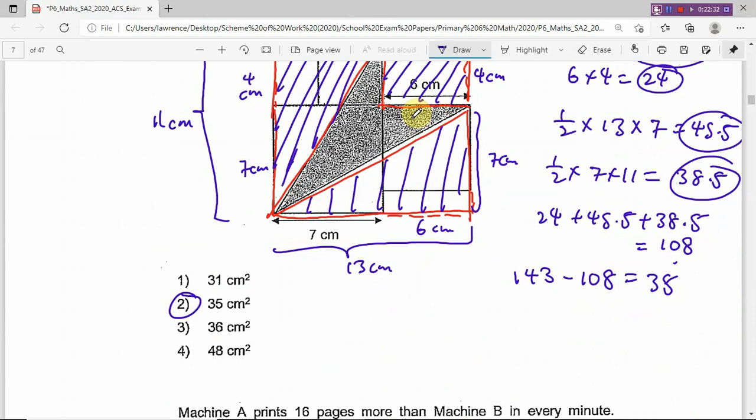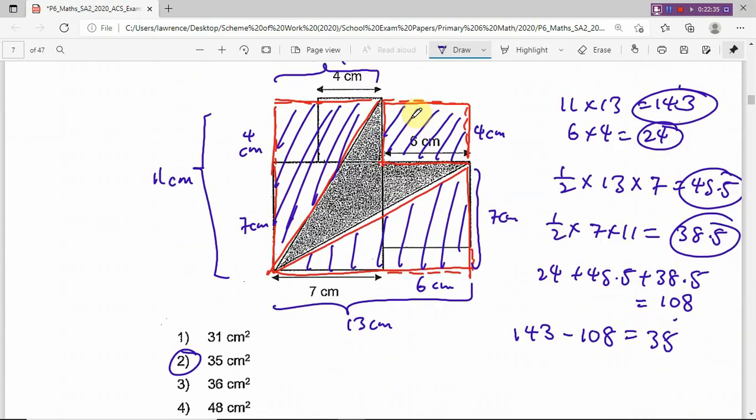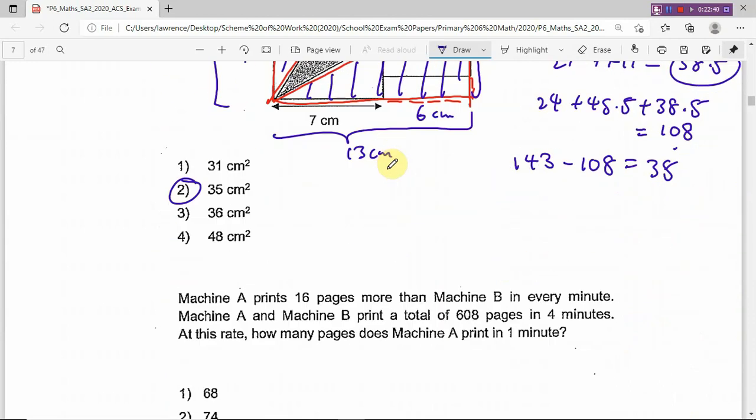Alright, so there's a method here which is to create a regular shape and take out all the regular shapes that you don't want to find the shaded part. Okay, let's go to the next one.